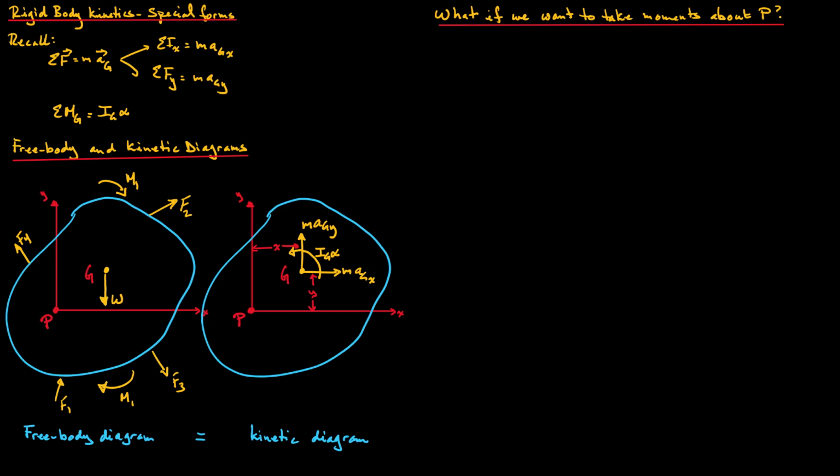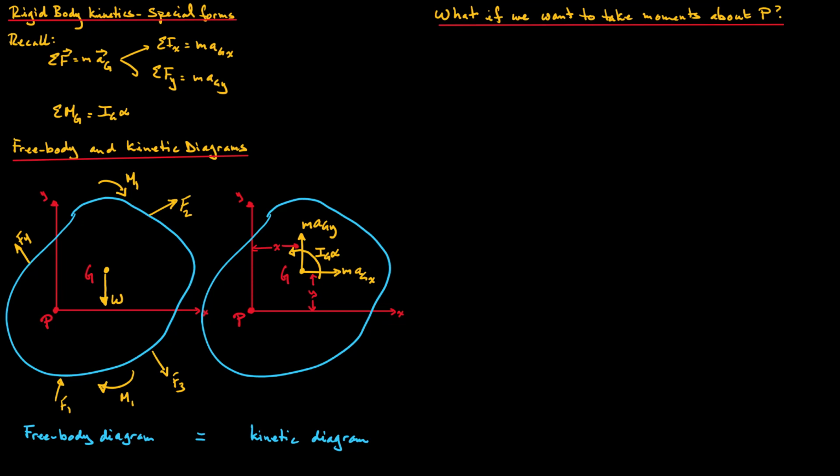We can split this up into its components, x and y, and we have two scalar equations, one for x, one for y, where we look at the x component of the center of mass acceleration and the y component of the acceleration of the center of mass. Also, we've established in the previous video that the sum of the moments about the center of mass, G, is equal to I_G alpha, where I_G is the mass moment of inertia about the center of mass, and alpha is the angular acceleration.